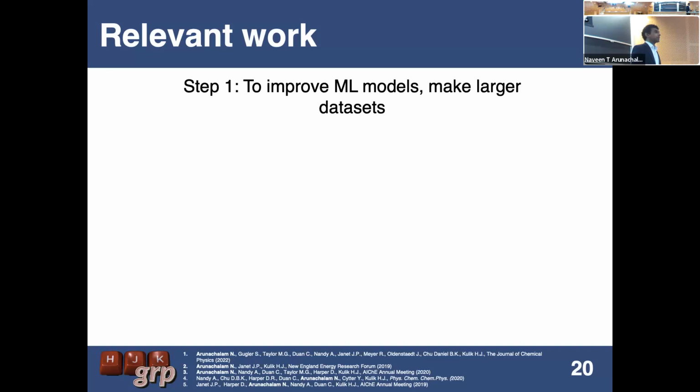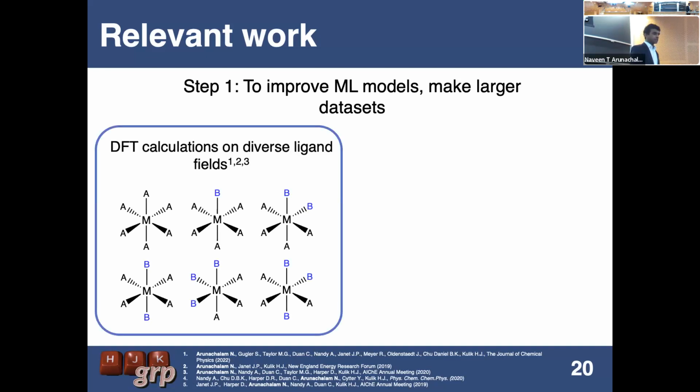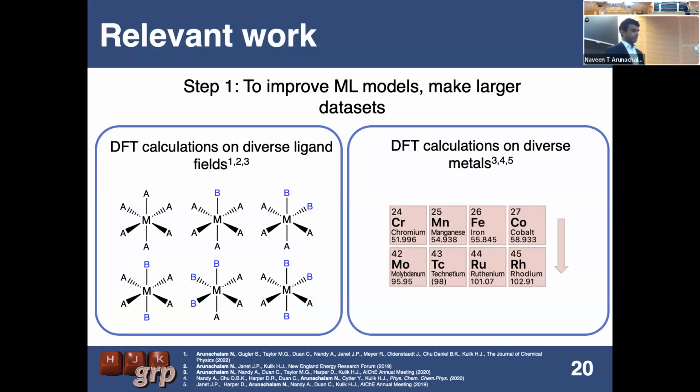So work that I've done relevant to this include DFT calculations on diverse ligand fields. In this image here, you see some examples of ligand fields that can exist around a metal. And in this work, we exhaustively go through some of these ligand fields. The second part of this is doing DFT calculations on diverse metals. So here I show some examples of metals from the periodic table.